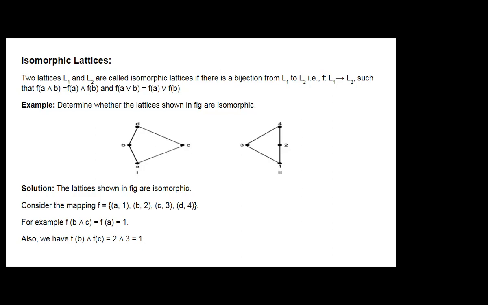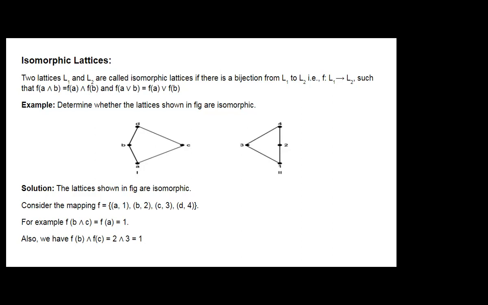What is there for isomorphic lattices? There is a function from L1 to L2 such that f of A and B is equal to f of A and f of B, and f of A or B is equal to f of A or f of B. If these two conditions are satisfied, then we can say that L1 and L2 are isomorphic lattices. We will see how with the help of an example.